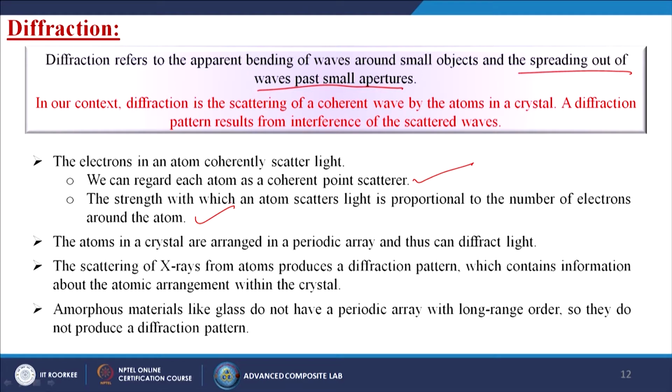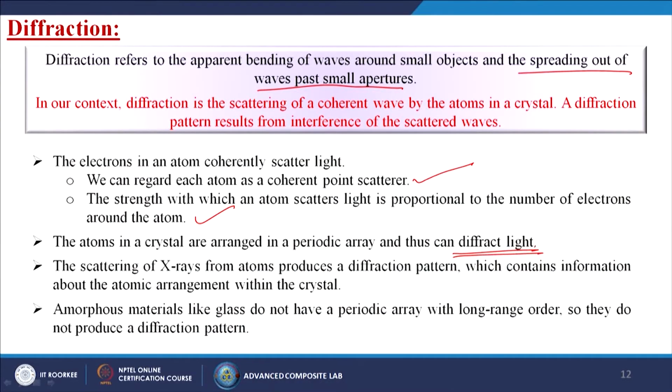Another point is that the atoms in a crystal are arranged in a periodic array and thus can diffract the light. The scattering of X-rays from atoms produces a diffraction pattern which contains information about the atomic arrangement within the crystal. Amorphous materials like glass do not have a periodic array with long range order, so they do not produce a diffraction pattern. Now, what are the basics of X-ray diffraction?